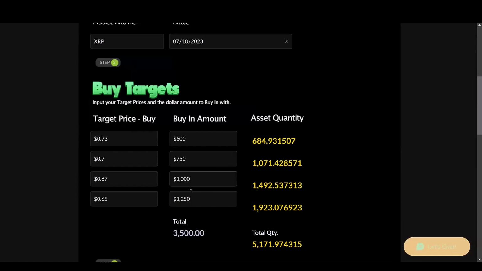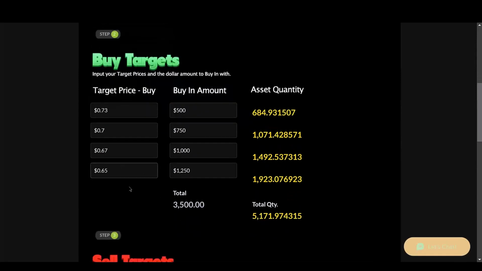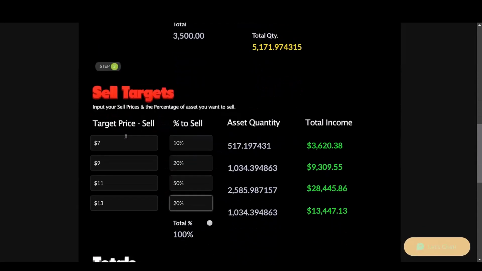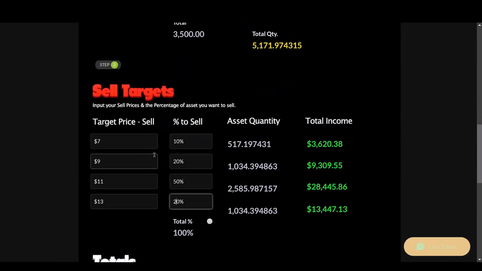I put in 750, then 1,000, and if we get down to that 65, I'd invest 1,250. We've got ourselves 5,100 odd XRP, and we've invested that 3,500. So now our sell targets. I'm basing these sell targets now on the $7 to $13 range.